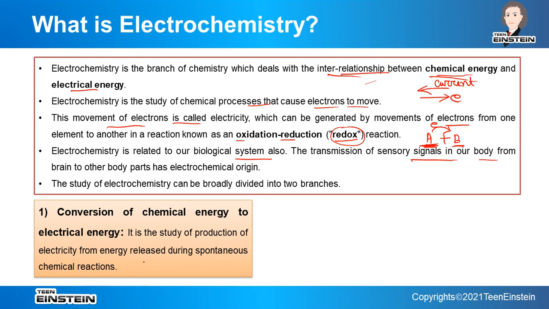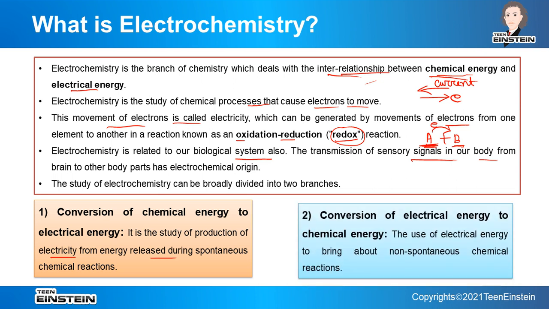Here we produce electricity, that is, we produce movement of electrons, by the energy which is released during a spontaneous chemical reaction. From this spontaneous reaction, the movement of electrons from one species to another is generating the electricity. And the other possibility is obviously the opposite one, that is, conversion of electrical energy to chemical energy.